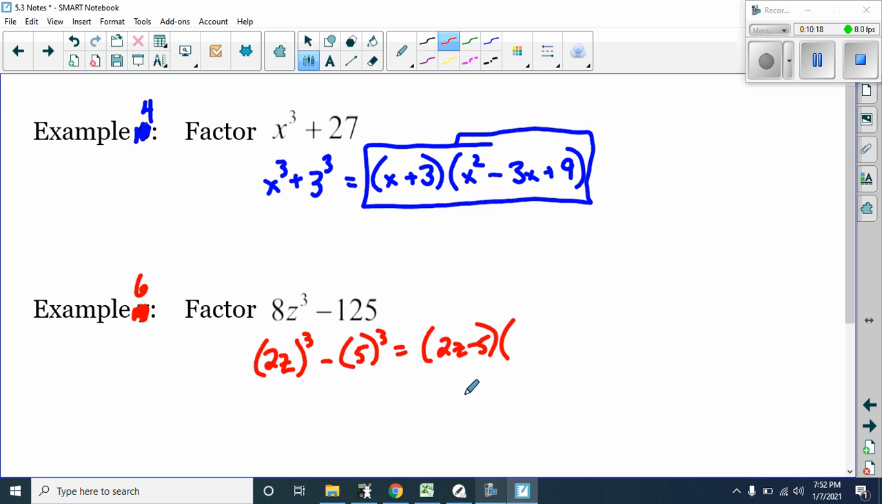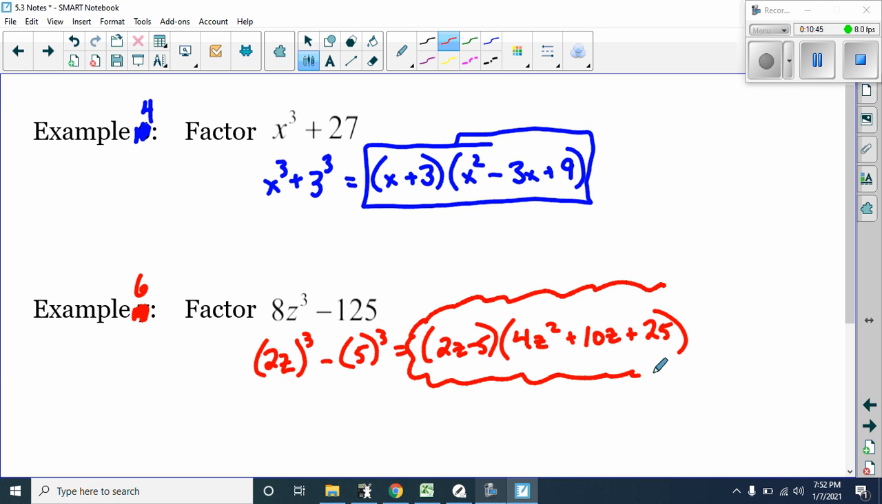Second factor, first one squared. 2z times 2z is 4z squared. Opposite sign, it was minus. Now it's plus. Multiply them together. 2z times 5 plus last one squared, 5 squared. That one's example 4. This was example 5, not 6.